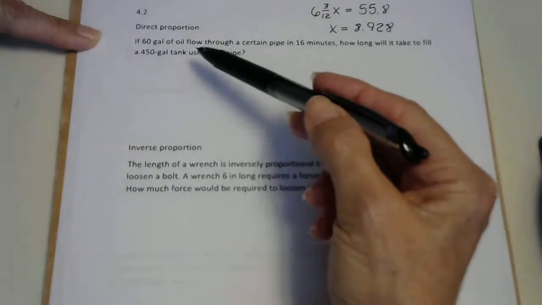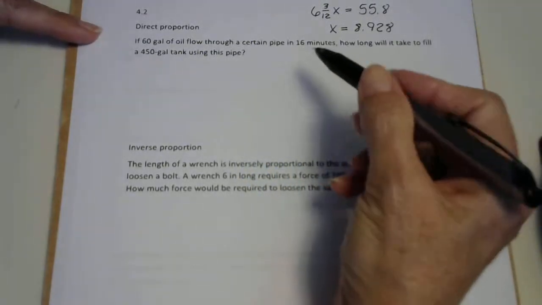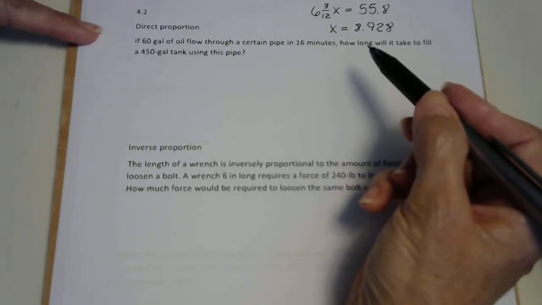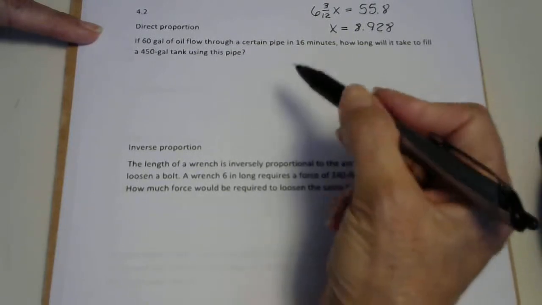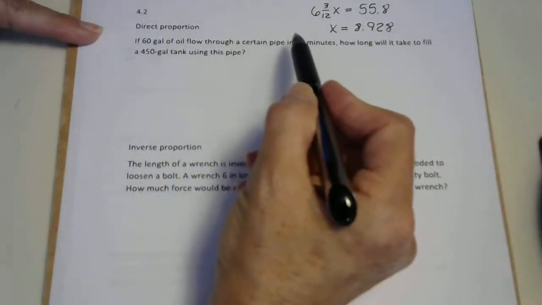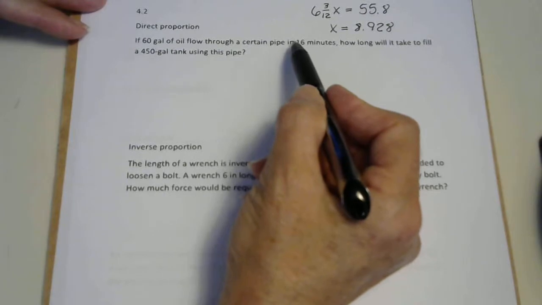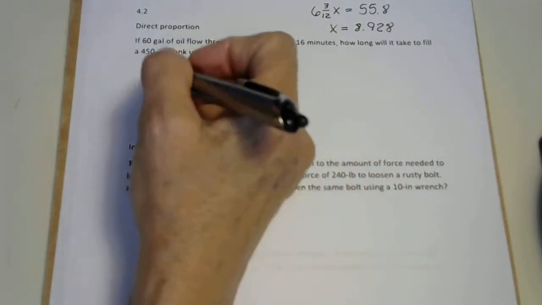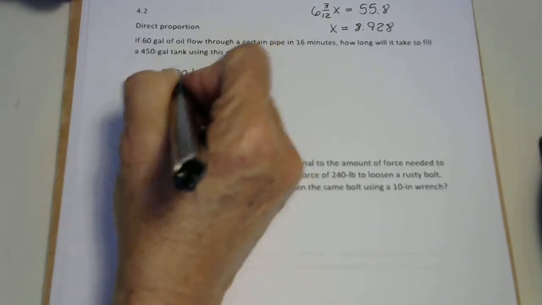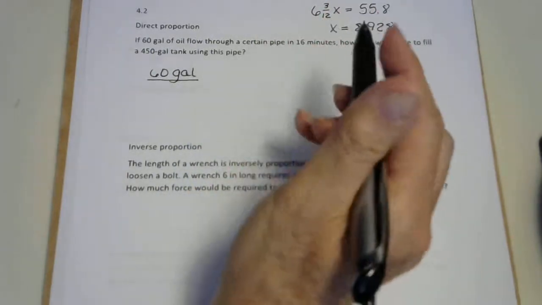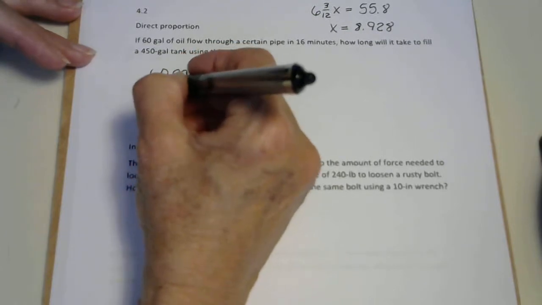So our first example is if we have 60 gallons of oil flowing through a certain pipe that takes 16 minutes, how long will it take to fill a 450-gallon tank using this pipe? So what you want to do is pair the two items that are put together. In other words, if it's going to take 16 minutes for my 60 gallons, those are the two amounts that I'm going to pair. So I'm going to pair 60 gallons, and I like to include the units here because I can make sure that I keep my ratios in the same order, and that takes 16 minutes.